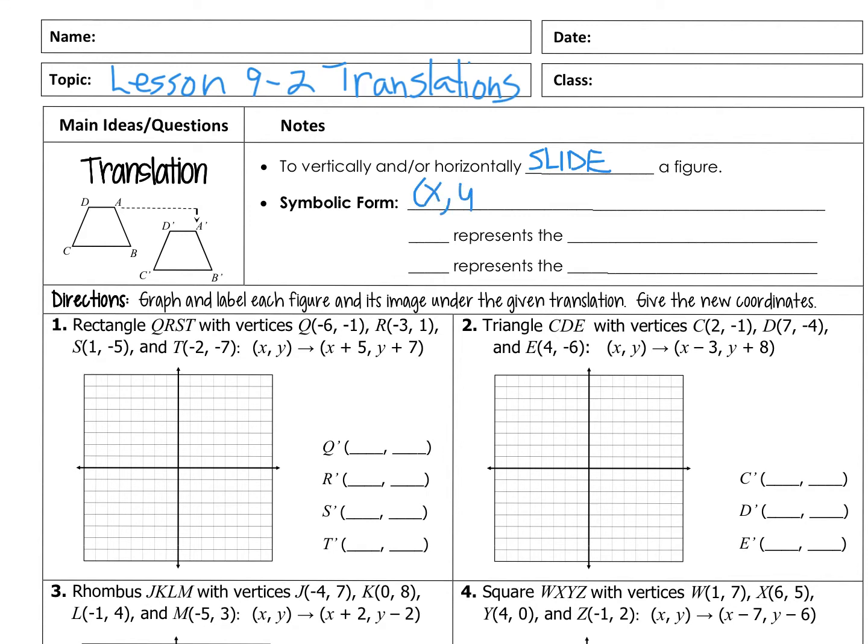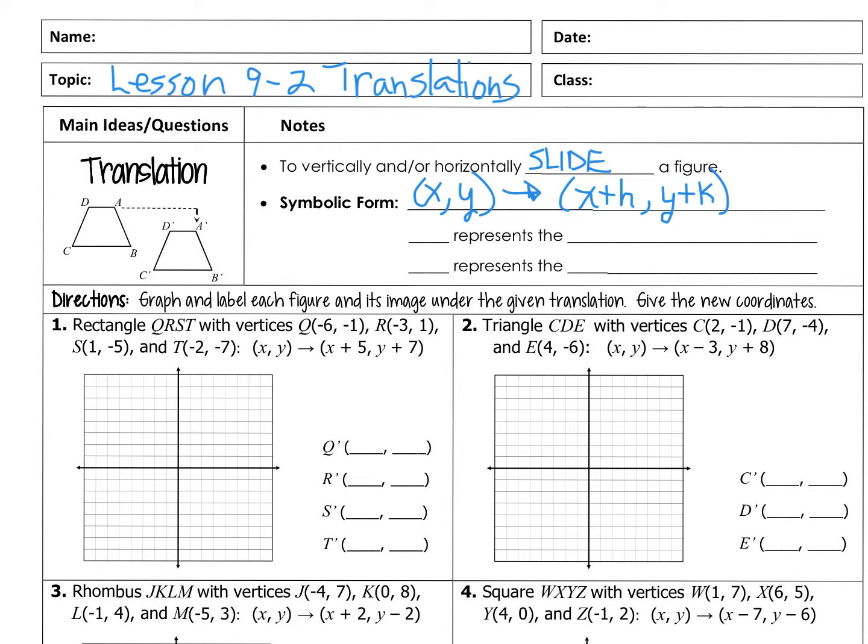pair. So you're going to have an XY value for your ordered pair. And then the arrow means it translates to, and then we're going to take the X value of the ordered pair and we're going to either add or subtract a value. We're going to call it H. And then we're going to take the Y value of that ordered pair and we're going to add or subtract a value and we're going to call that K. So H represents the X direction movement, so that's going to be right or left. And K is going to represent the Y direction movement, which is going to be up or down.